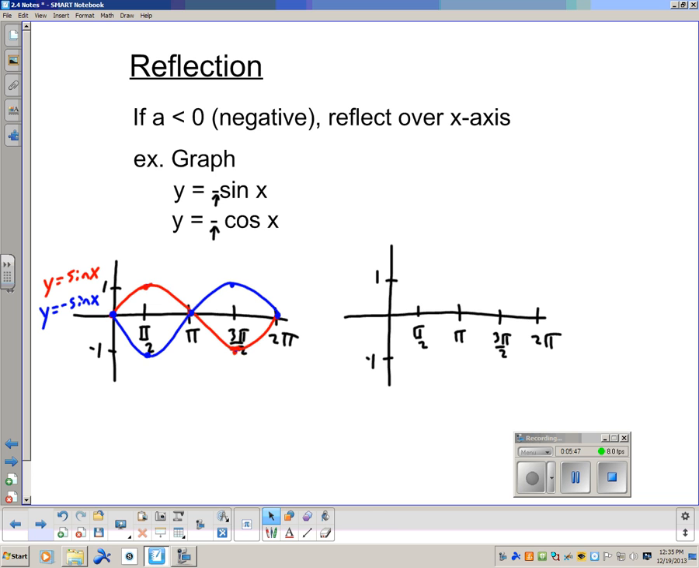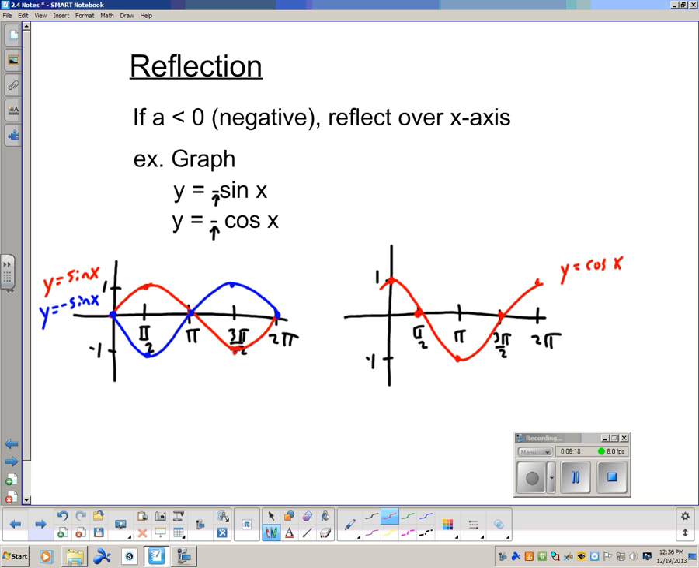All right, so coming over here, we'll do the same thing with cosine. Cosine, if you remember, at 0 the x value is 1. At pi over 2 on your unit circle, your x value is 0. At pi, your x value is -1. At 3 pi over 2, your x value is 0. And at 2 pi, your x value is 1. So I can connect those values. So this is y equals the cosine of x.